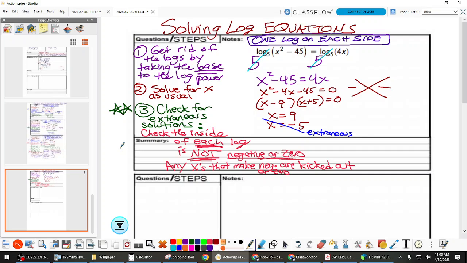Is it possible to have no solution in these? Think about if we had some situation where a quadratic solved to both negative answers. We've had that before. Then neither one would work. And also you might run into cases where you don't have extraneous solutions, like both of them do work. So you do need to check. Any questions on that one?